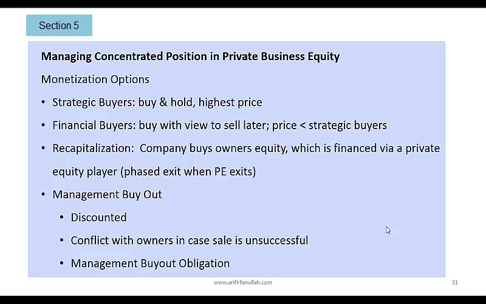Who are strategic buyers? Strategic buyers are people who are looking to maintain a long view on the company, and they would buy. So this is not a trading view, this is a long-term acquisition. And these buyers would pay the highest price, the highest premium for an acquisition. The second category is financial buyers, which would include funds and private equity houses, which would buy with a view to sell later. So they have a 5-year, 7-year horizon, and they will exit. And while they will pay a premium, it will be lower than the strategic buyers.